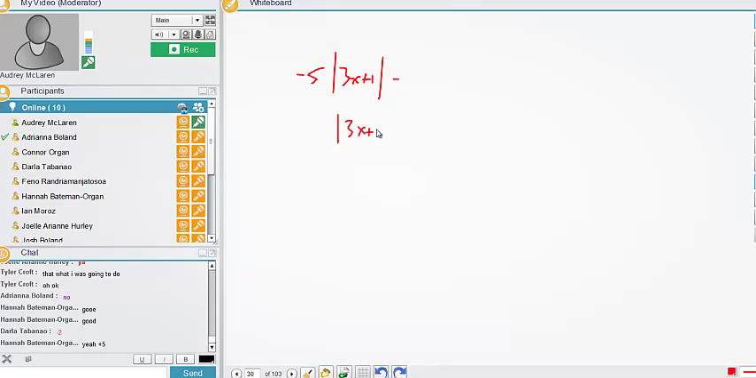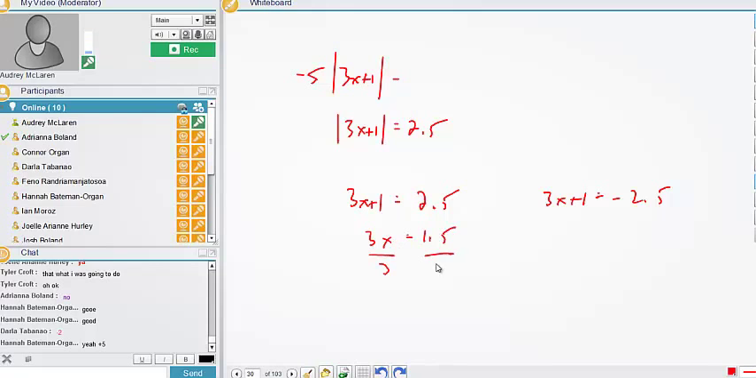I ended up with this, right? 3x plus 1 is equal to 2.5. Okay, sorry, thank you. So we do 3x plus 1 is either equal to positive 2.5 or 3x plus 1 is negative 2.5. So this gives me 3x is 1.5 and I divide both sides by 3. There it is, 0.5. Does that make sense? You're welcome. Okay, anything else? Are we good?